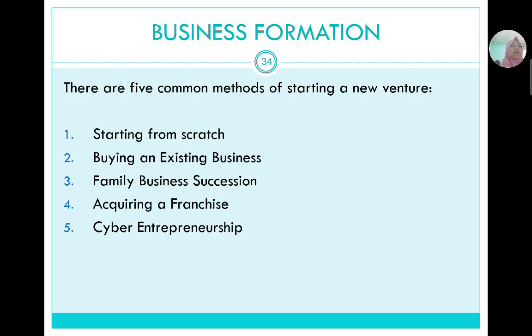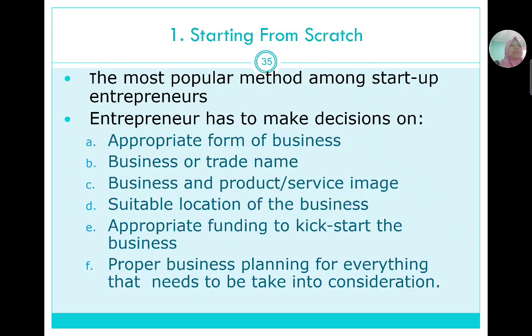Okay, we move on to the next, which is chapter 6, business formation. How are we going to start a business? We can start from scratch. We can buy an existing business. We can also take over a family business, acquire a franchise. And the last one is cyber entrepreneurship.